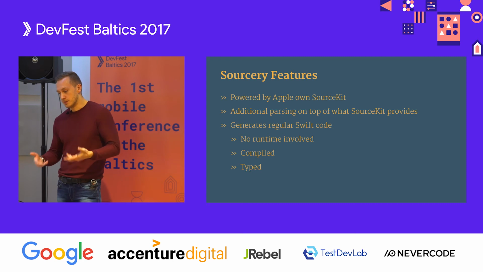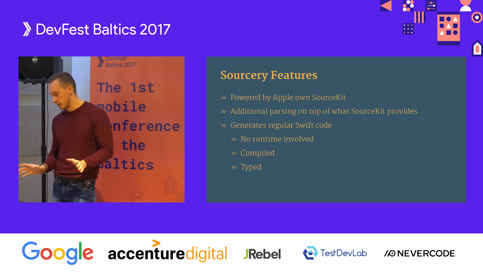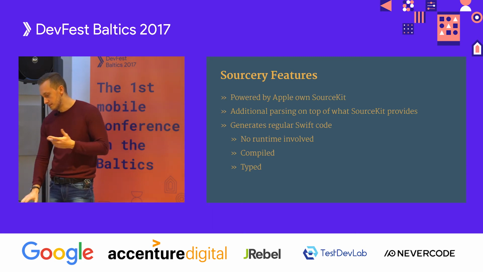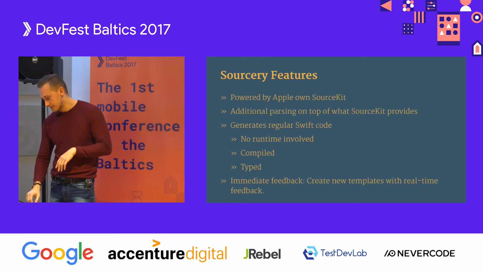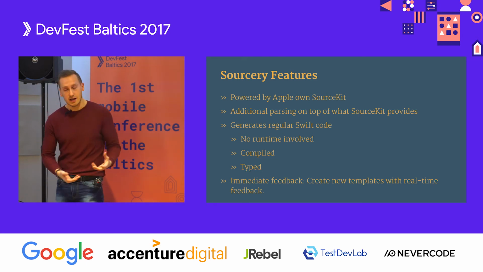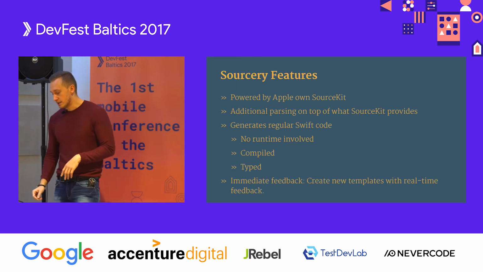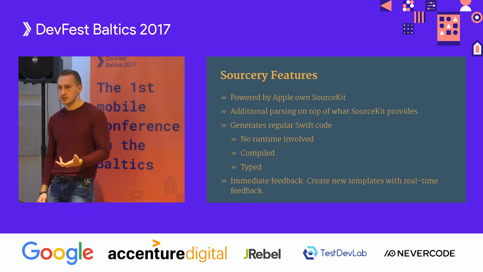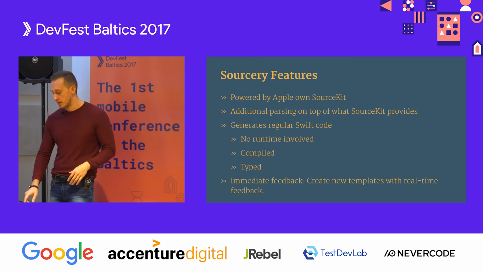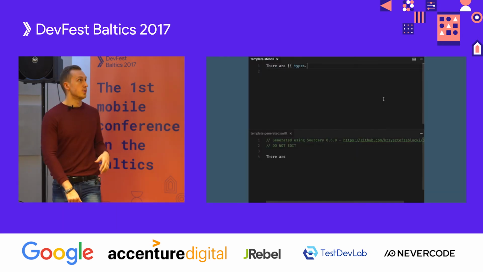And it generates normal Swift code, no runtime, compiled, and fully typed, which is avoiding a lot of bugs. And what I really love is being able to program in real time. So I implemented a watch system for working with Sorcery. If you want to create a new template or you want to learn how to do the templating, you can just run it in the daemon mode.